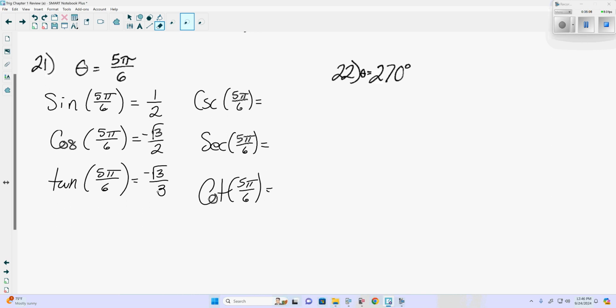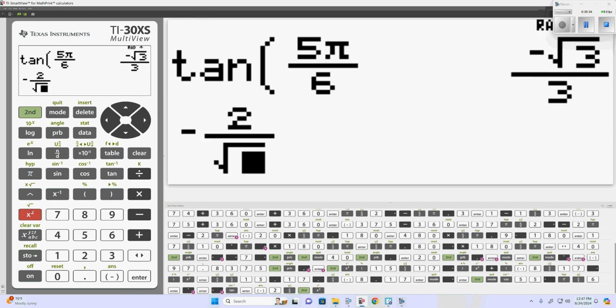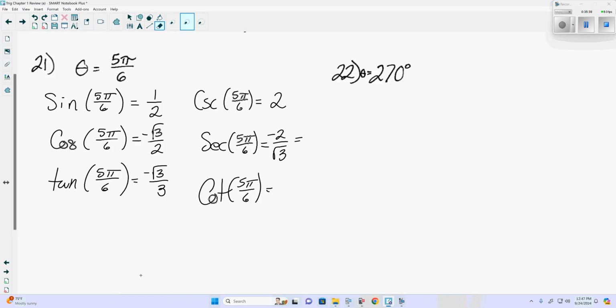Now out of all these here, cosecant's kind of nice, because cosecant's 1 over sine, the flip of sine, which would be 2 over 1, or just 2. Secant, if we flipped cosine, it'd be negative 2 over square root of 3. We can't leave a radical in the bottom of a fraction. So 30xs will rationalize it: negative 2 square root of 3 over 3.